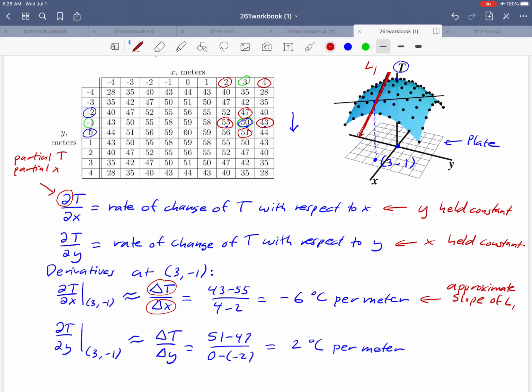You can think of it as the tangent line that goes with this rate of change in the x direction. And then similarly, the 2 degrees per meter that you found in the y direction, that's the approximate slope of L2, this line, that moves in the direction of the y-axis. And you can see that that line goes up a little bit as we go left to right on our picture. So there's a brief preview to the idea of finding rates of change, and in the next example we'll tie some of the notation together.